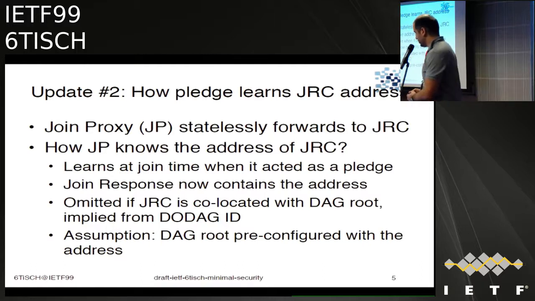So basically, when a pledge joins, in order to fully complete the join process, it needs to receive a DIO with the DODAG ID, and then it configures the address of the JRC. And one assumption there is that the DAG root is pre-configured with the address for the whole process to kick off.